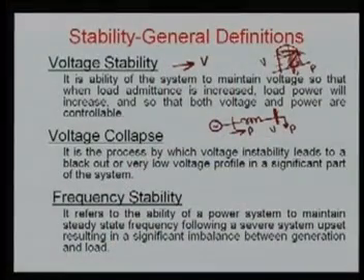Another term is widely used, that is the voltage collapse. People say the system has collapsed or blacked out, whether due to angle instability or voltage. So, voltage collapse is the process by which voltage instability leads to a blackout or a very low voltage profile in a significant part of the system. It means when the system voltage goes beyond its permissible limit and persists for a longer time, it is called voltage collapse. It may sometimes lead to a blackout in that area. So, this is your voltage collapse definition.